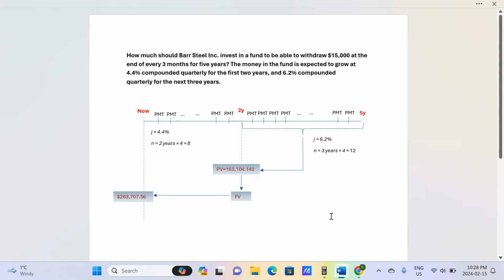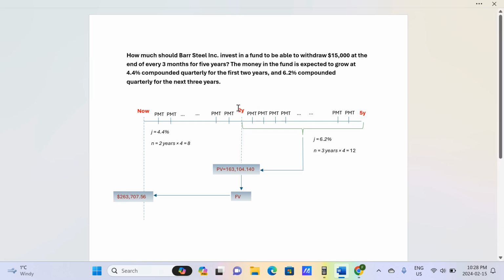How much should Barrister invest in a fund to be able to withdraw $15,000 at the end of every 3 months for 5 years? The money in the fund is expected to grow at 4.4% compounded quarterly for the first 2 years and 6.2% compounded quarterly for the next 3 years.